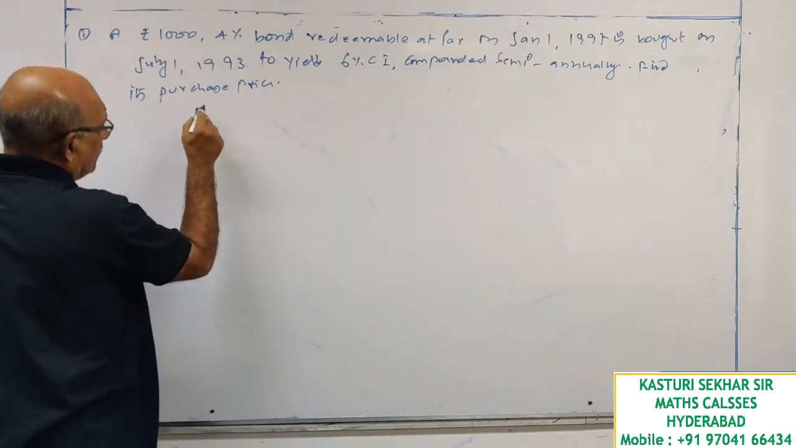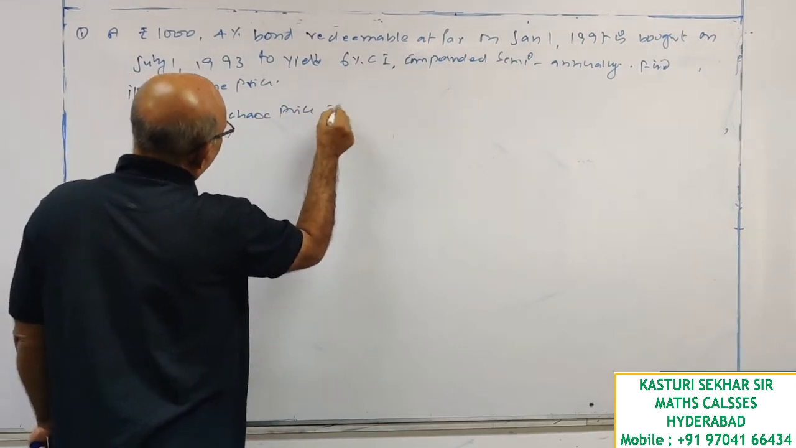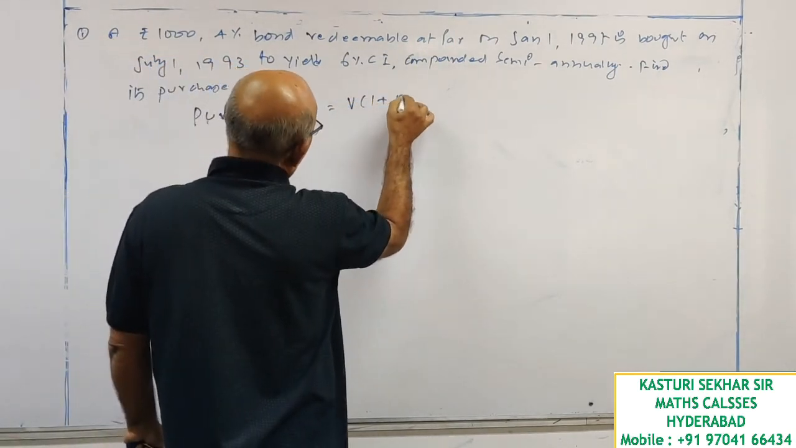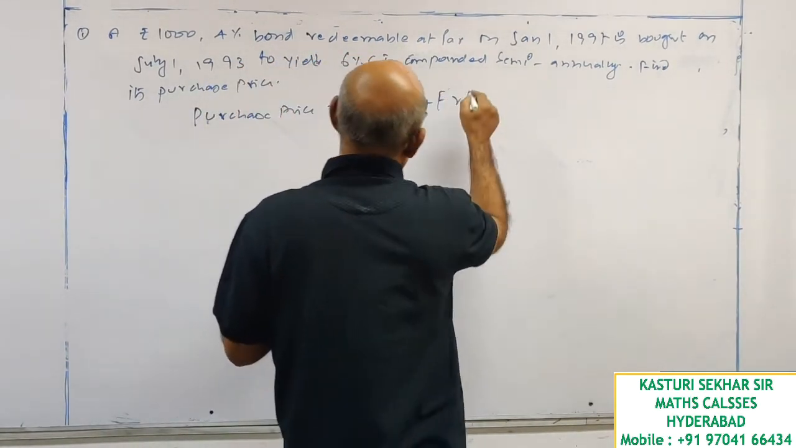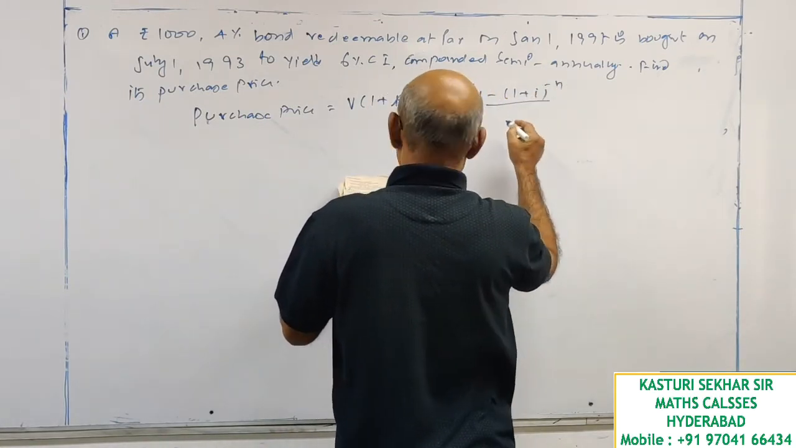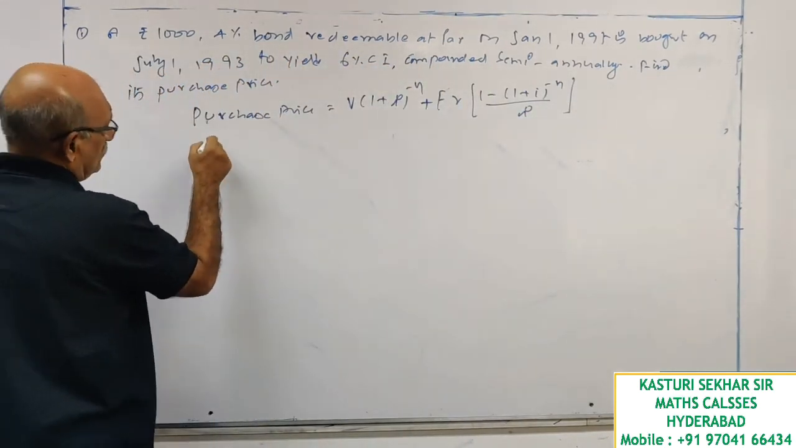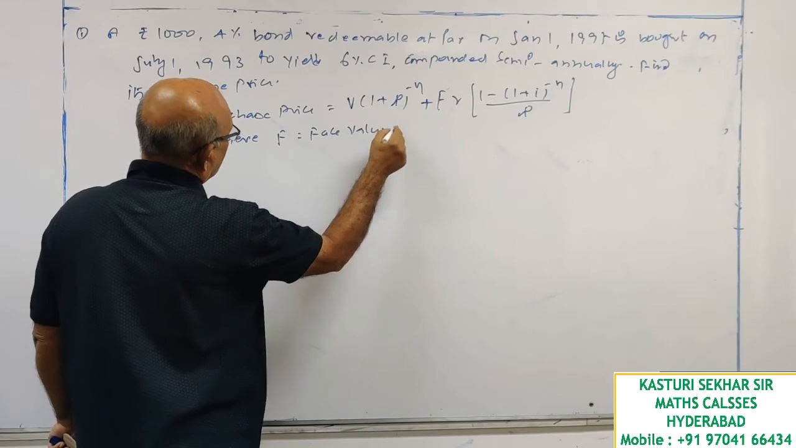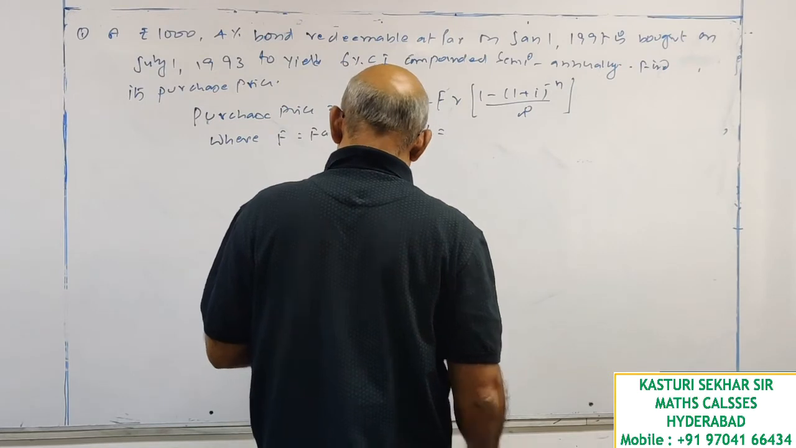We have a formula, sir. Purchase price of a bond is equal to V into (1 plus i) whole power minus n, plus F r into (1 minus (1 plus i) whole power minus n) divided by i, where F is equal to face value, V is equal to redemption value of the bond.